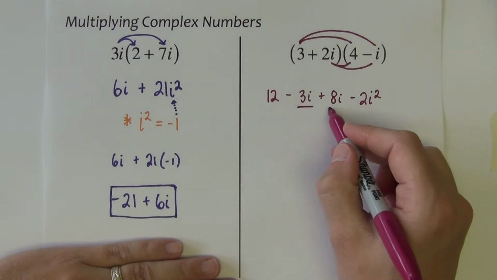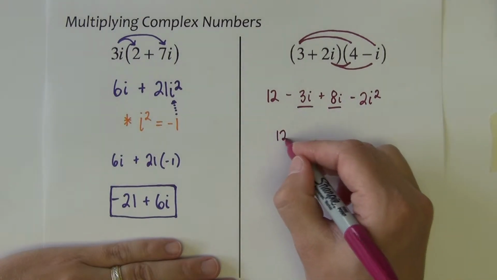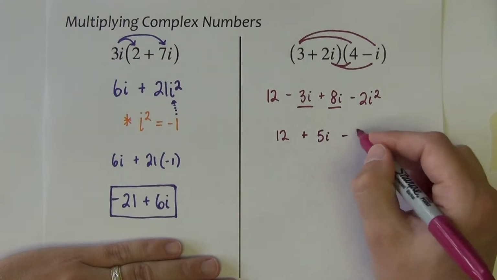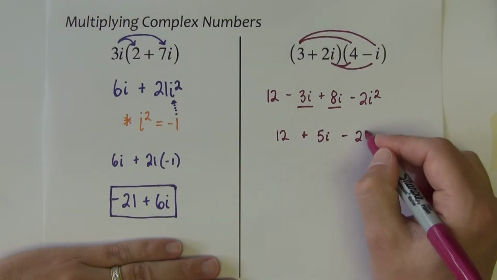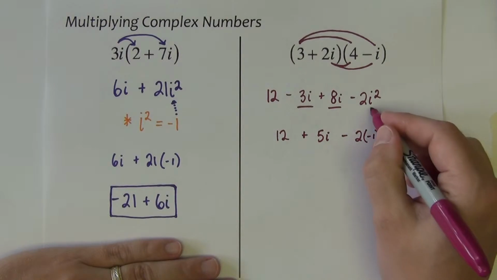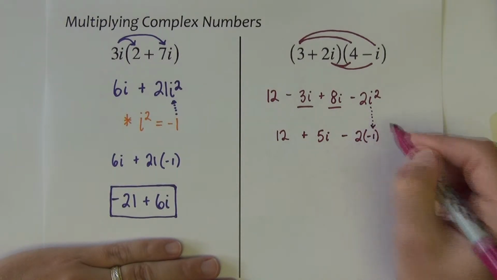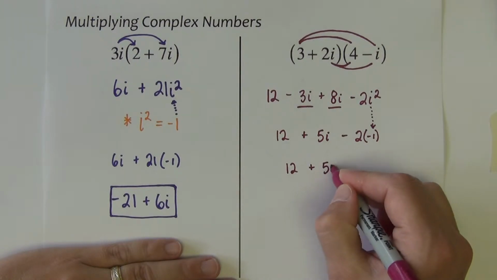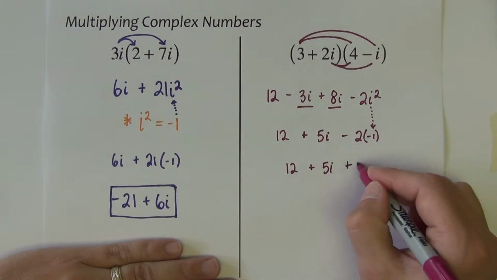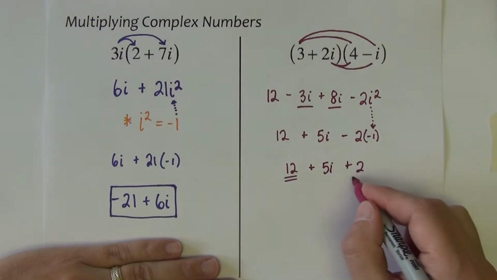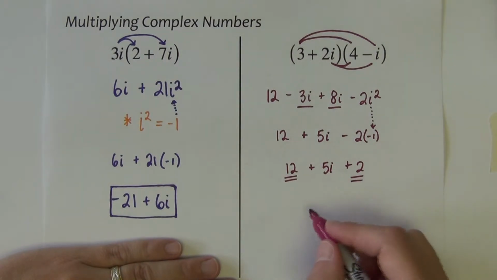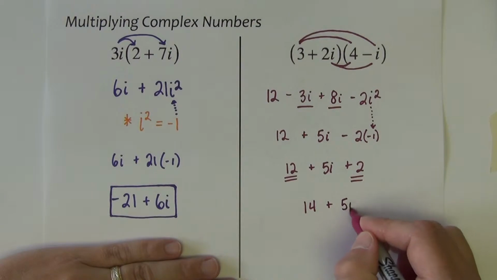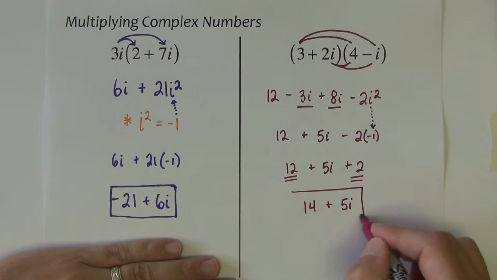Okay, we can combine these numbers. So we have 12 plus 5i minus 2 i squared. The i squared is a negative 1. So I'm replacing i squared with negative 1. That becomes 12 plus 5i. These become plus 2, which gives me some more like terms to add together. 12 and 2 make our 14. Okay, 14 plus 5i.